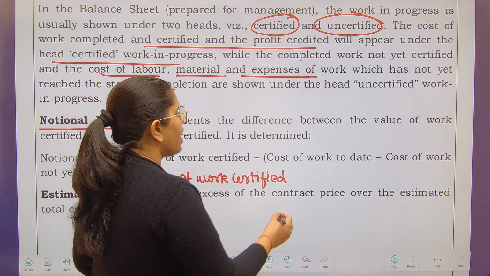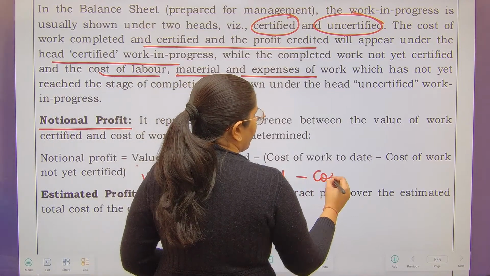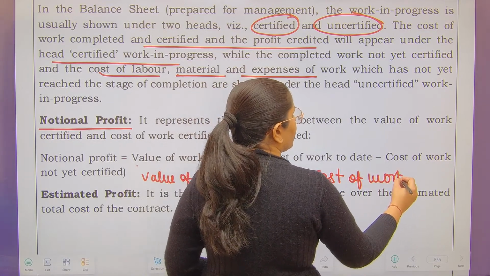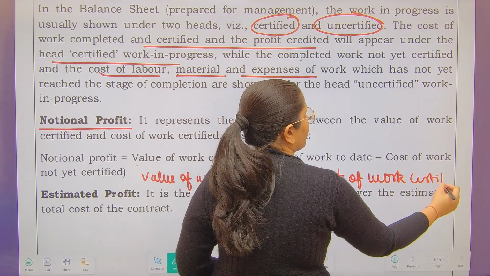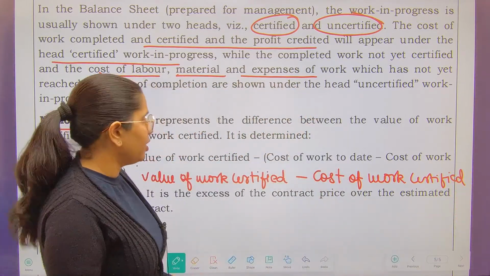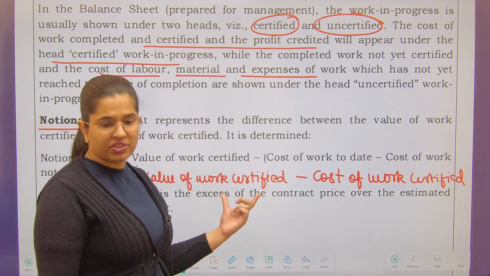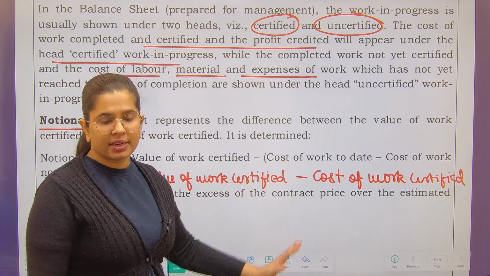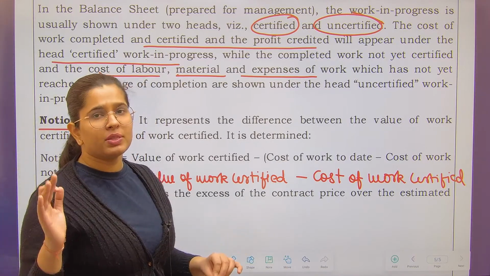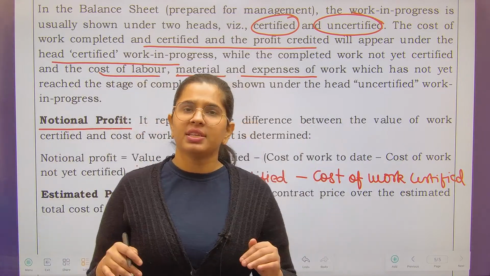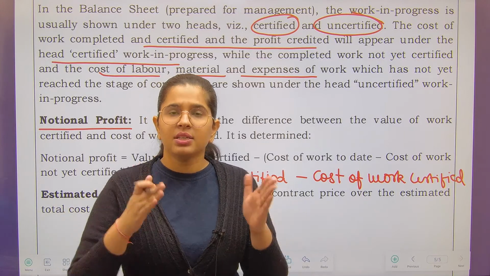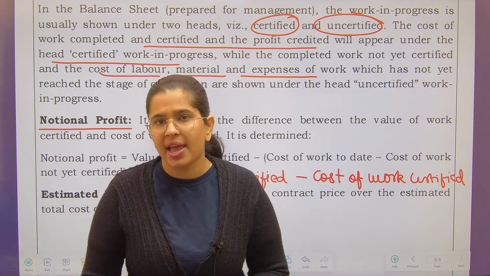This is my revenue. I will deduct from it cost of work certified. Whatever amount of cost has been incurred by me in order to complete this work which has been certified, this will be deducted and that will be my notional profit. Notional profit and normal profit means profit. When the total profit is realized, that will be called profit. But right now, I am receiving the payments in installments as per the work which I have done.